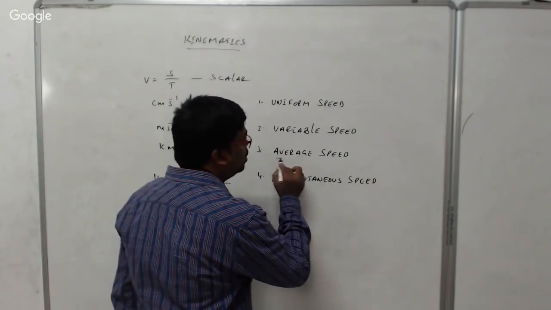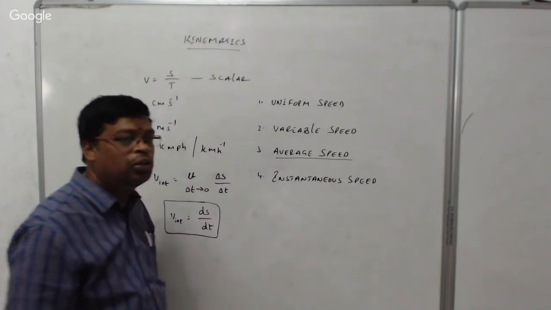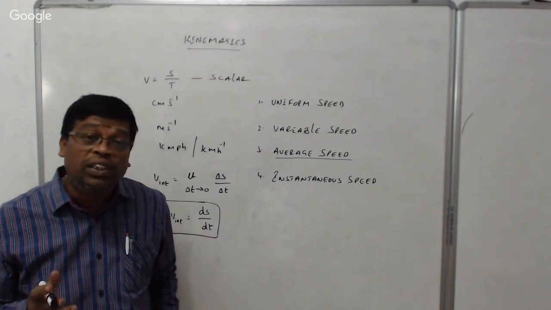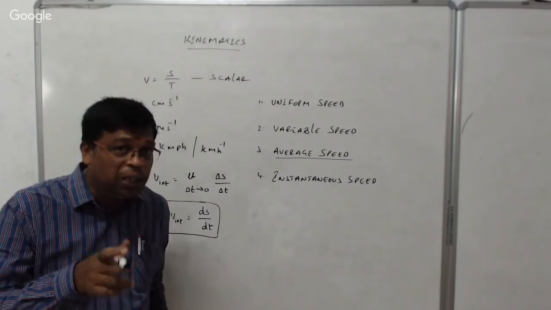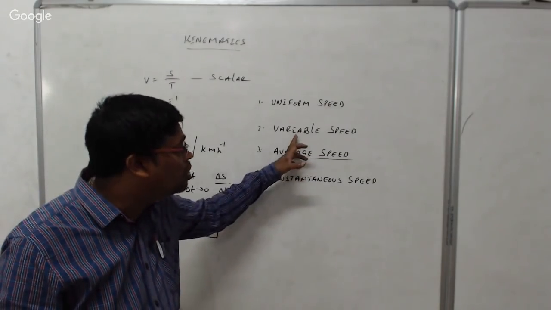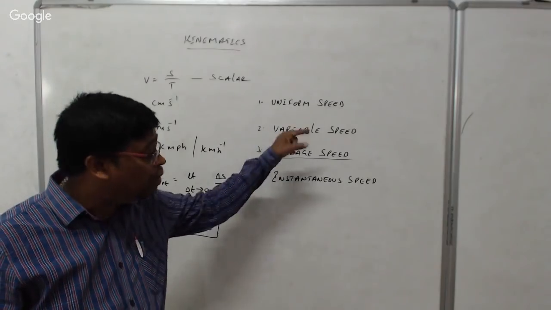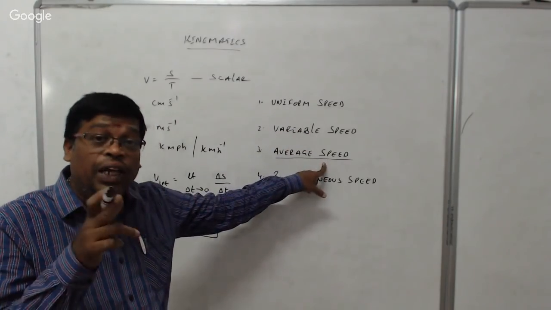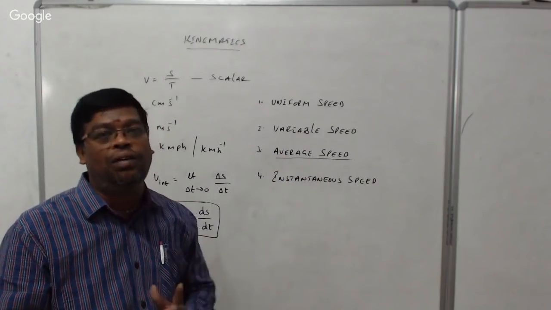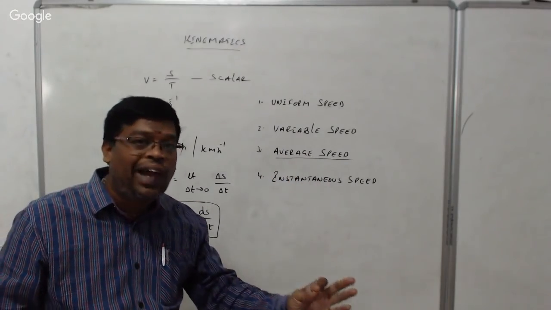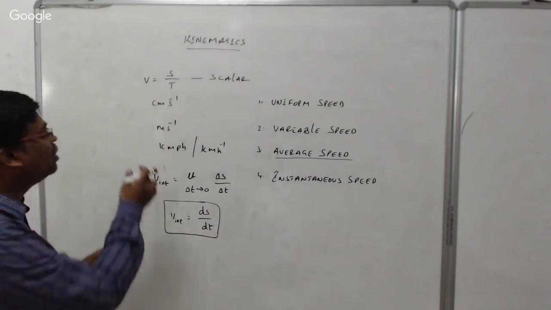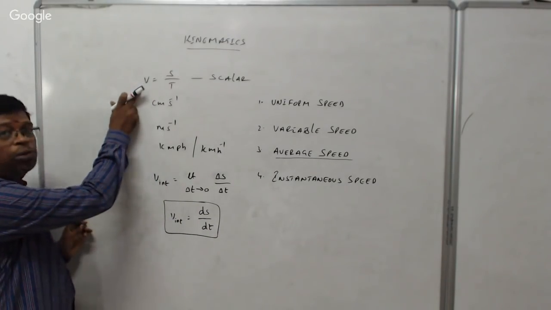Now let us touch on average speed. What do you mean by average speed here? For a body traveling with variable speed, keep it in your mind, the average speed is the ratio of the total distance traveled to the total time taken. Total distance by total time taken. This is the actual formula.